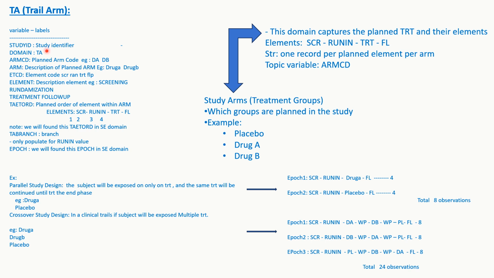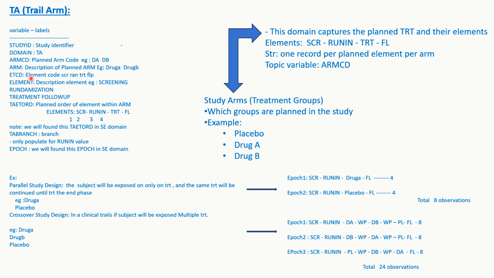STUDYID: the study name we capture here. DOMAIN: the TA domain we capture here. ARMCD: the planned arm code. For example, here drug A and drug B will be there, so we will create codes like DA. DA is nothing but drug A, and DB is nothing but drug B. For ARM, the full name will be captured here.